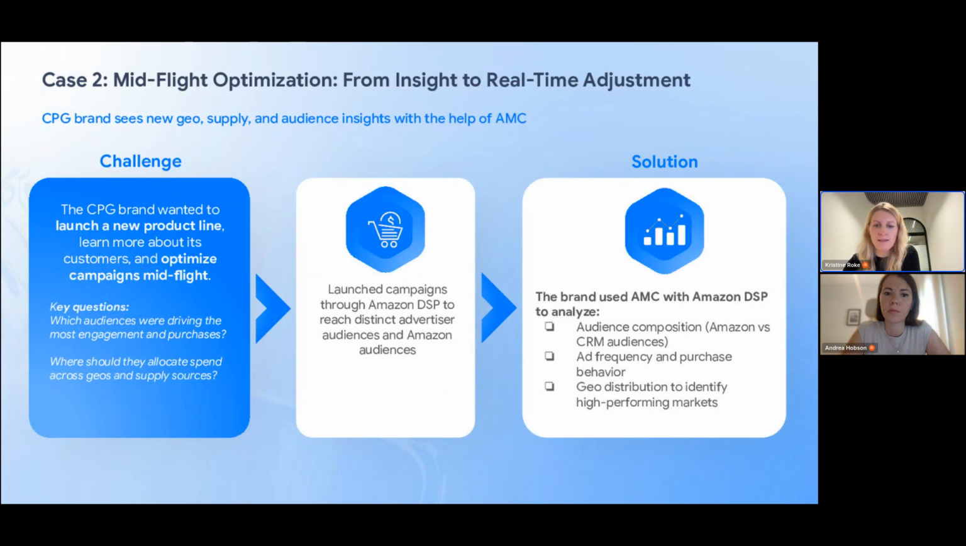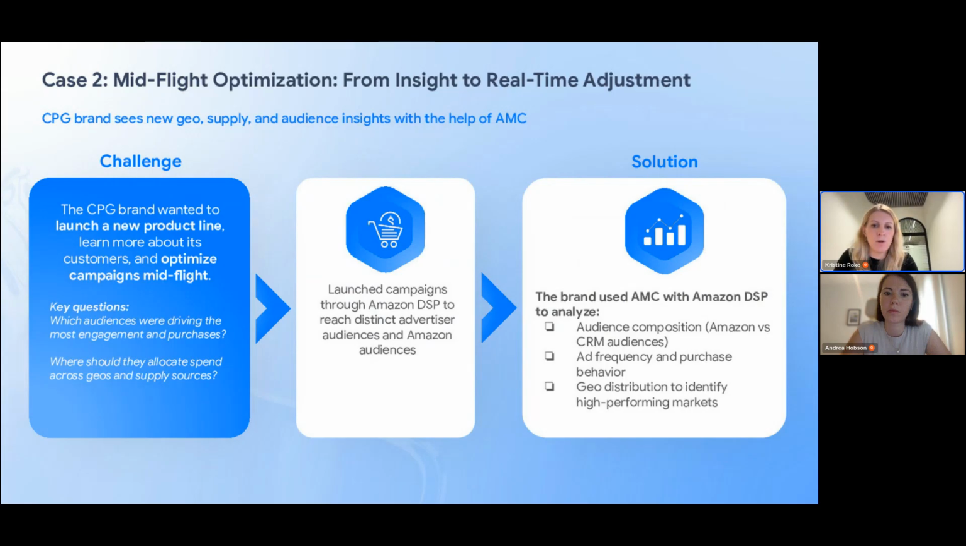And a second case example comes from a CPG food brand launching a new product line. This case shows how AMC can make a difference while the campaign is still running, not waiting until the end of the campaign to make improvements. So the brand wanted to understand how different audience groups and the placements were performing during the campaign.